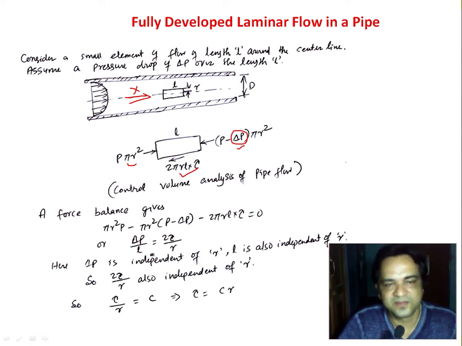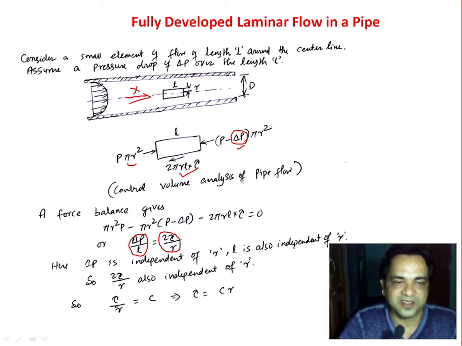Here we see that delta P is independent of R, because along the axial direction only the pressure drop takes place. So delta P is independent of R. L is obviously independent of R. So this term delta P by L is independent of R. That means 2 tau by R is also independent of R. So 2 tau by R is constant. Tau by R is a constant value. So tau equal to C into R.